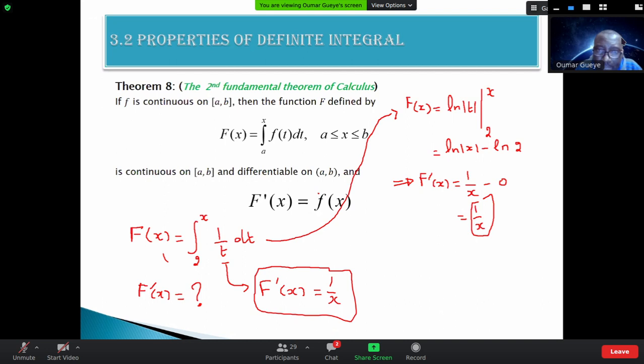Sir, what if the question holds like 5 to 6 marks? In that case, also we can directly use the formula shown in the theorem. Exactly, yeah. Okay, thank you, sir. So you apply exactly what the theorem says.